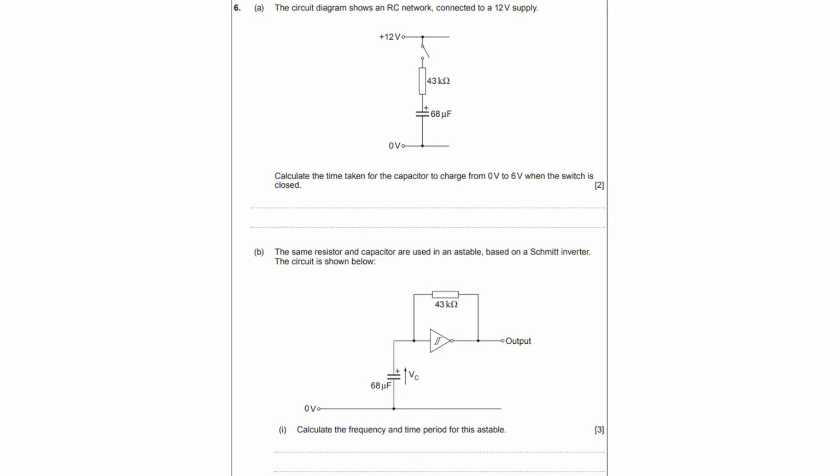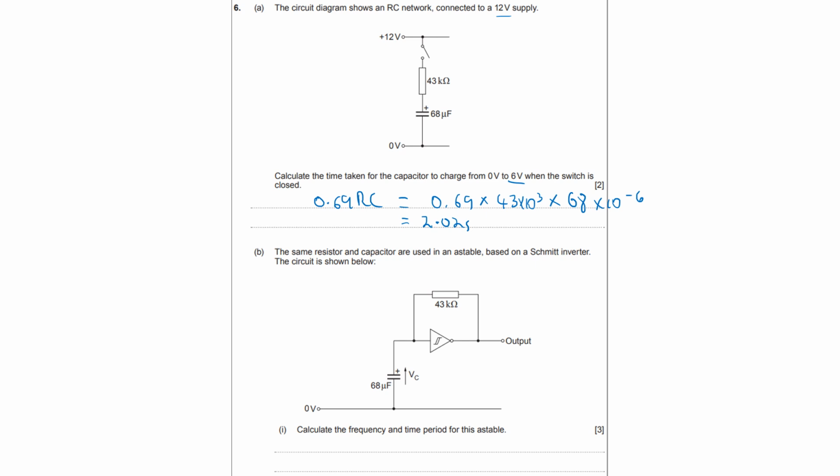Okay, this one, remember if the capacitor and resistor are in series, it will be a charging capacitor type circuit. This one's dead easy actually, because you've got 12 volt supply and it's asking for 6, so it's not on a data sheet, but hopefully you remember the time it takes is 0.69 RC. So 0.69 multiplied by 43 times 10 to the 3 multiplied by 68 times 10 to the minus 6. Let me just check on the mark scheme, 2.02 seconds.